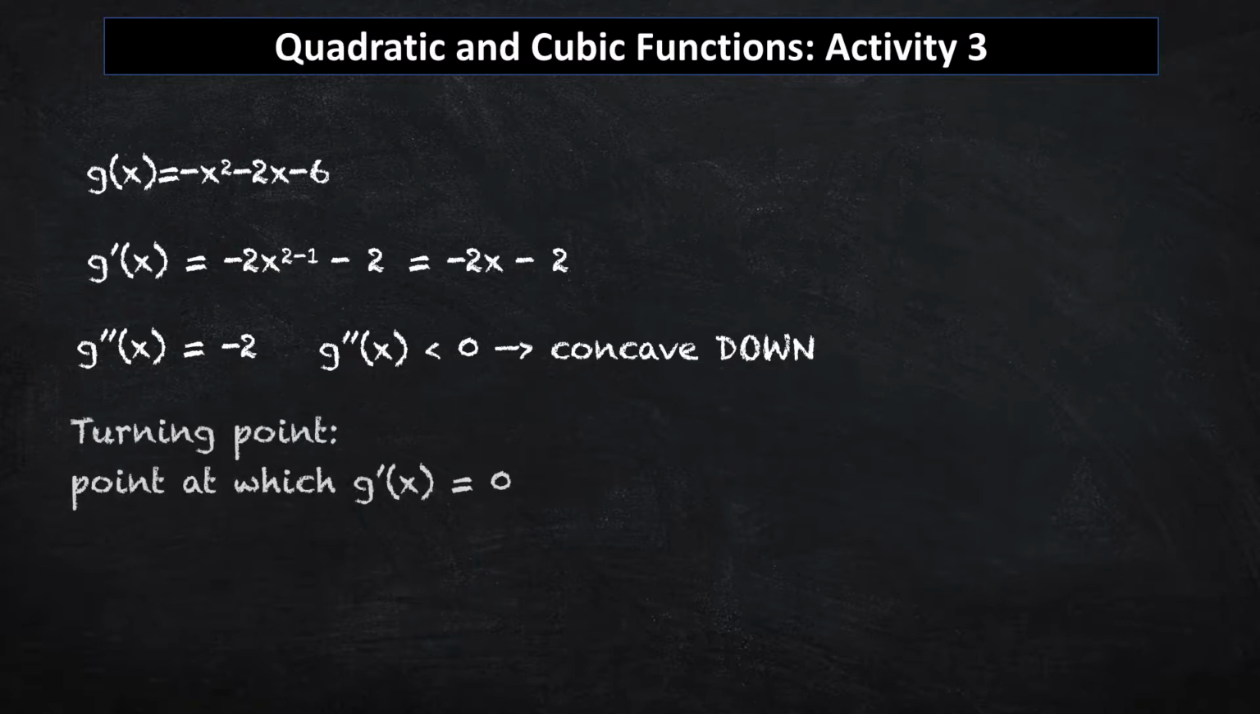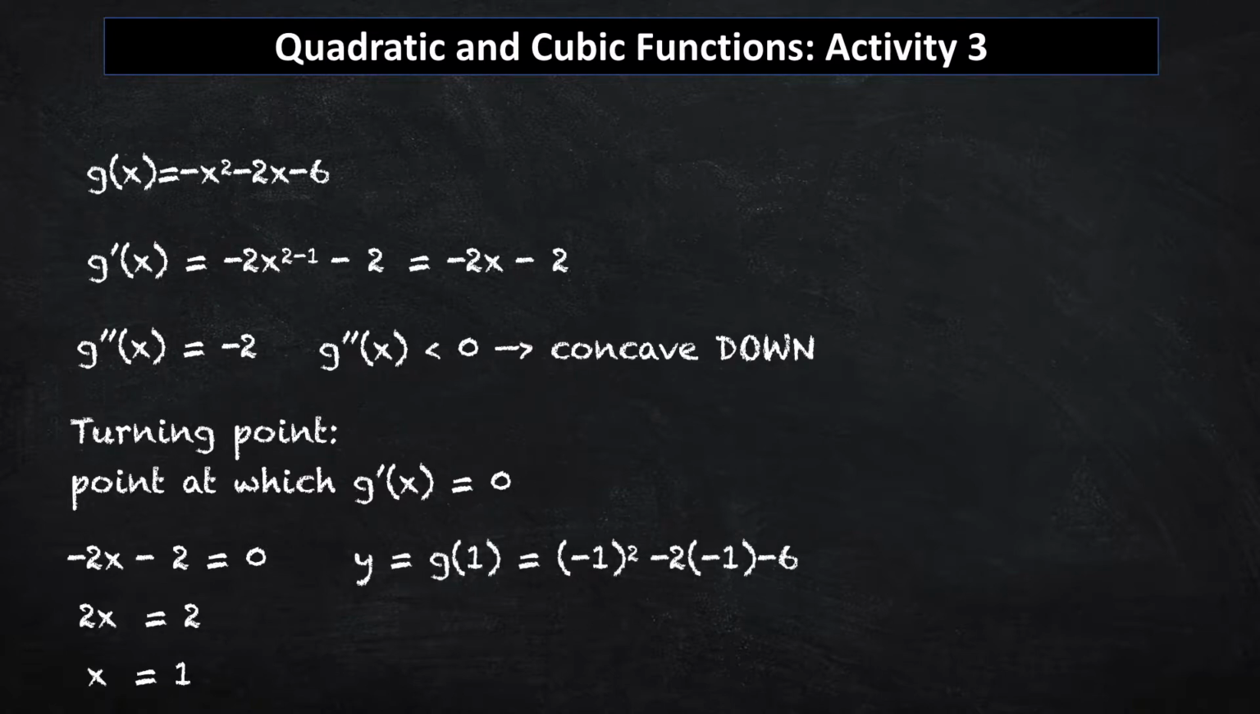Now the turning point is the point at which the first derivative of the function is equal to 0. So we take the first derivative and we put it equal to 0. This is a first order equation, and the solution to this equation is 2x equal to 2, which means x equal to 1. Now we can compute the corresponding value of y, which is minus 1 to the power of 2, minus 2 that multiplies 1, minus 6. This becomes minus 1 plus 2 minus 6, which is equal to minus 3.